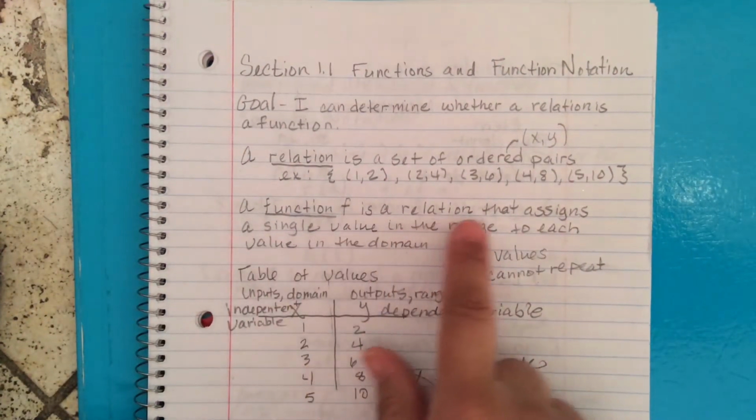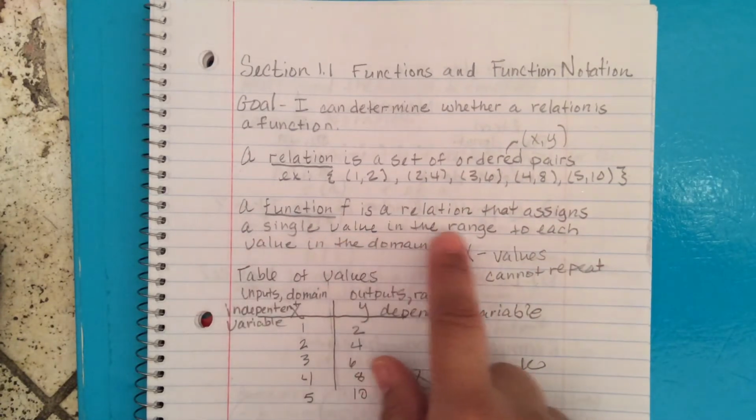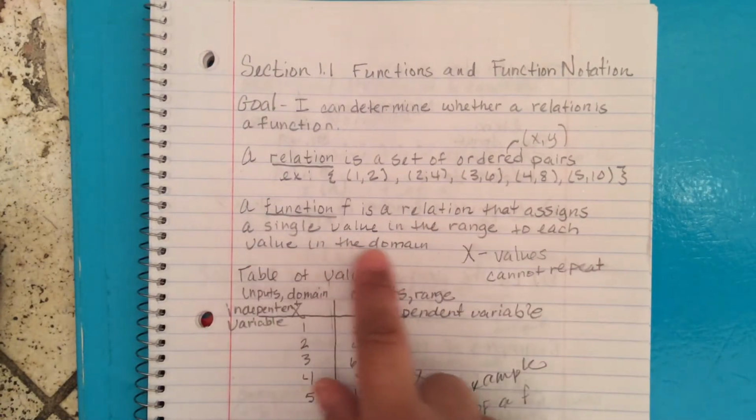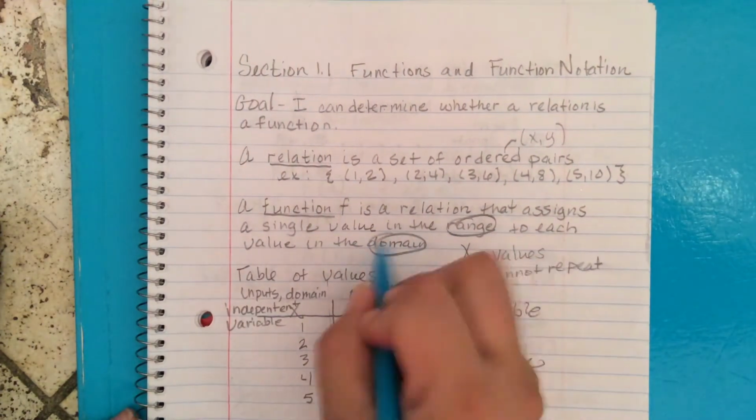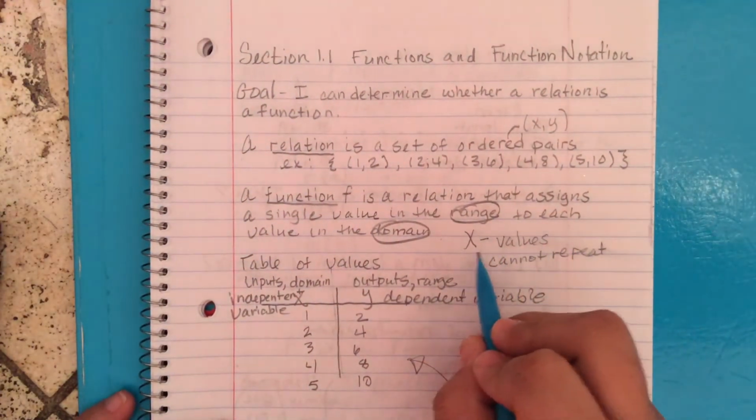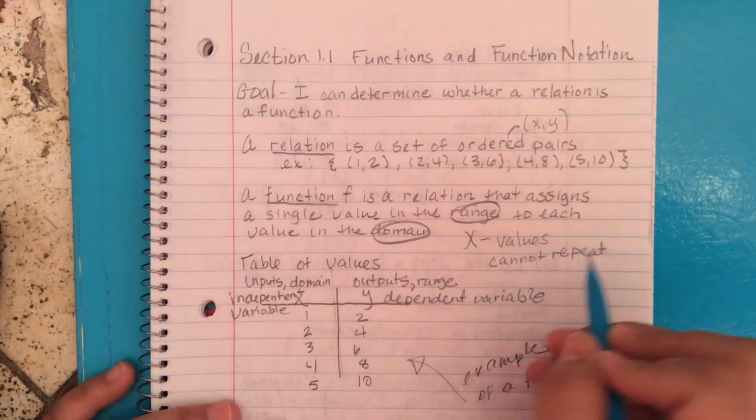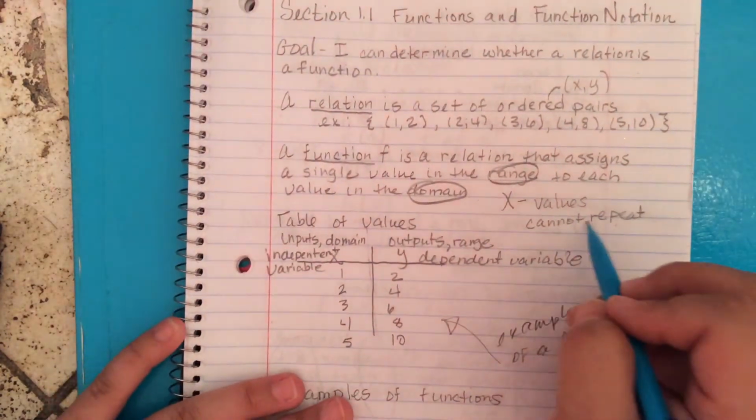A function f is a relation that assigns a single value in the range to each value in the domain. So now we need to know what the range and the domain are. It just means that x values cannot repeat to be a function.